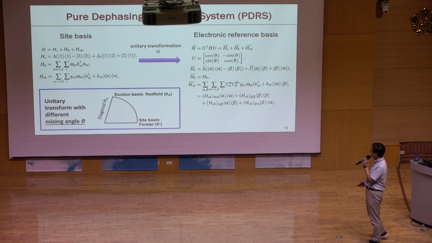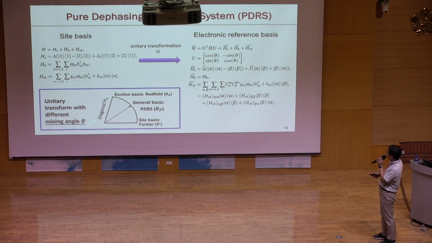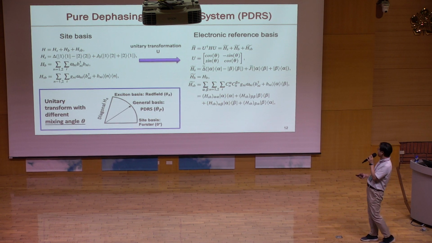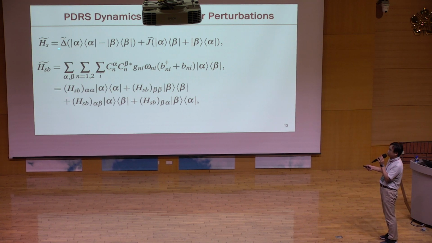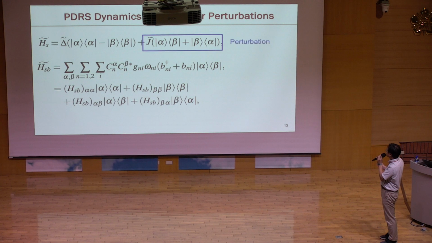You can do this transformation with an arbitrary mixing angle, and get to a general basis. And this could be a so-called pure-dephasing reference system. I encode this mixing angle as theta p here. So after this transformation, your system Hamiltonian is non-diagonal, so you have a coupling term here, which we can treat perturbatively. You have this system-bath Hamiltonian, which will be transformed to some mixed electronic state basis, and then you have a diagonal term here.